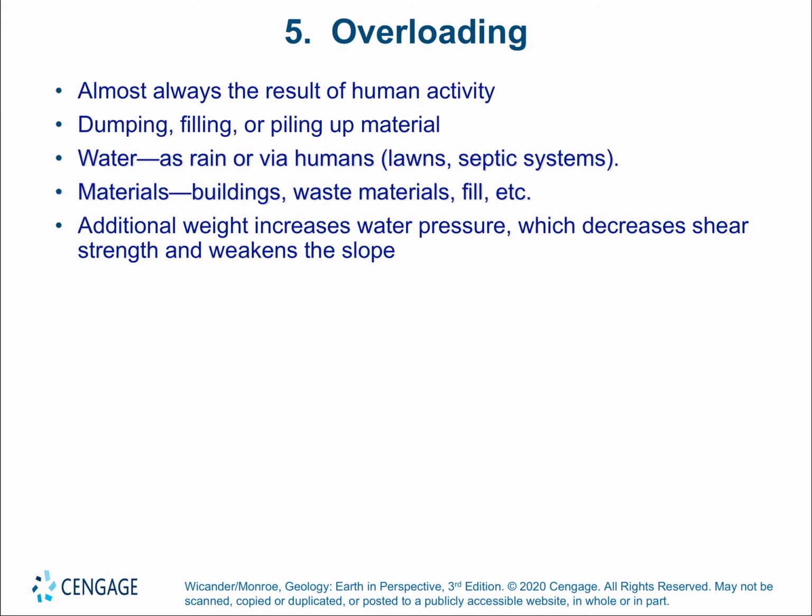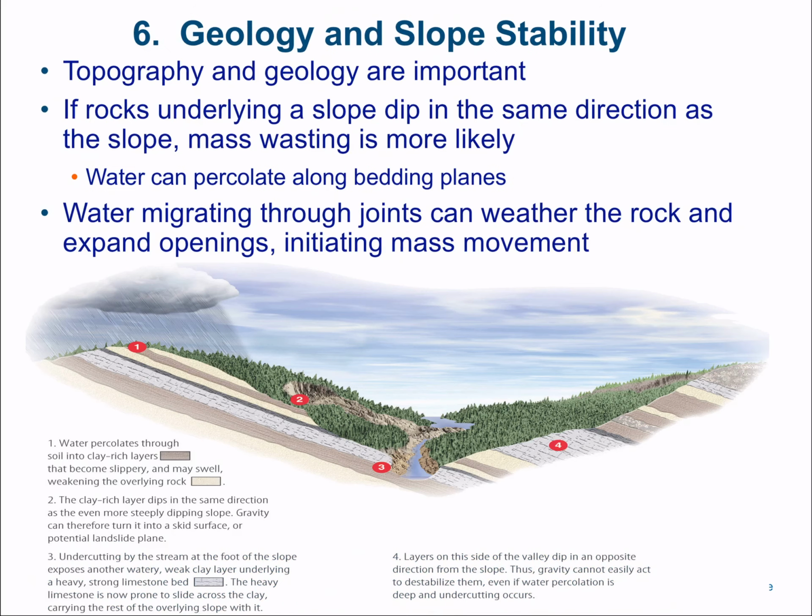Overloading can be another example. Now, usually overloading is caused by human activities. I might dump into an area. I might put a lot of fill in an area. I might build a big septic tank or water my lawn a lot, dump building materials. So basically what I'm doing by overloading, I'm increasing the weight. When I increase the weight, I'm going to decrease the shear strength, and that's going to weaken the slope.